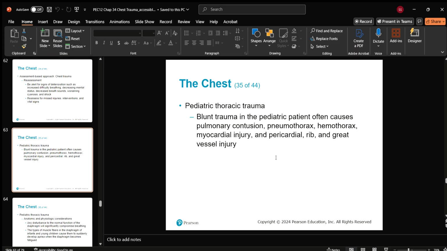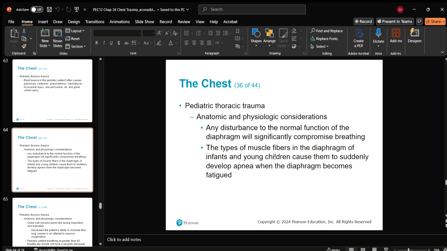All right, so here we're going to talk about pediatrics real quick. Blunt force trauma in pediatrics often causes pulmonary contusion, that bruising of the chest wall. Typically, they don't break their ribs, but we see a lot of bruising that can lead to a pneumothorax, a hemothorax, or a myocardial injury, that is an injury of the heart. Pericardial, like we talked about with pericardial tamponade, and then rib or great vessel injuries.